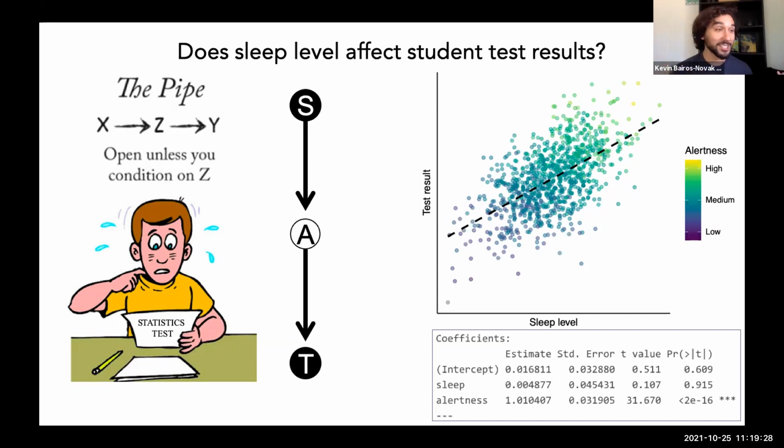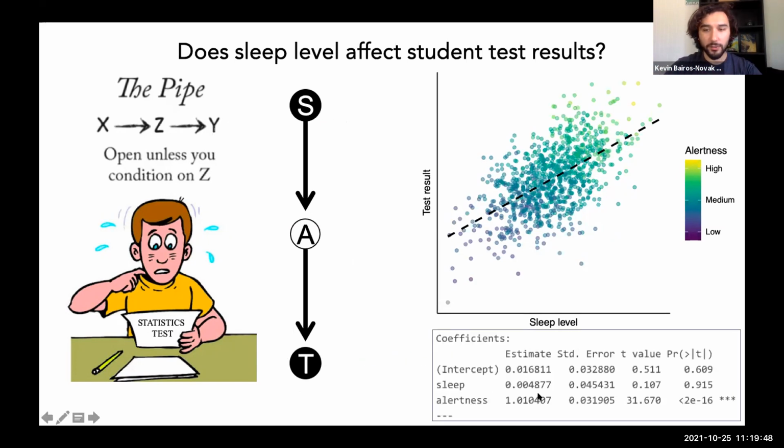If you didn't get any sleep, you're probably not going to be very alert the next day, and alertness itself is also going to affect test level. Now, there also may be an arrow that I didn't draw here of sleep directly affecting test performance, but I honestly think that the majority of the effect, if we're thinking about student exams, would probably be through this pathway. So let's just pretend that there's just one pathway here.